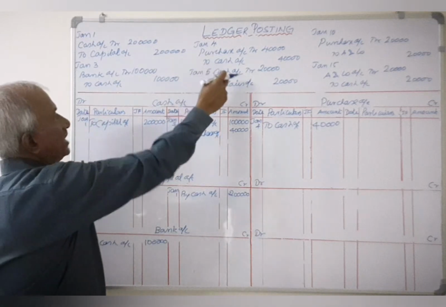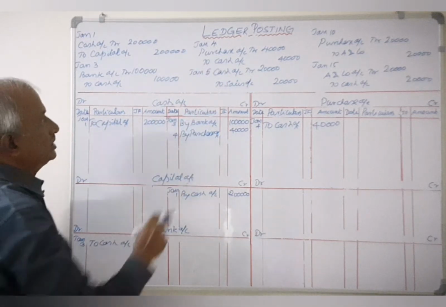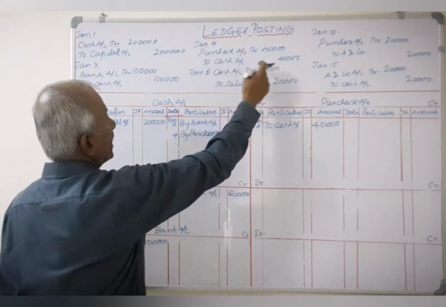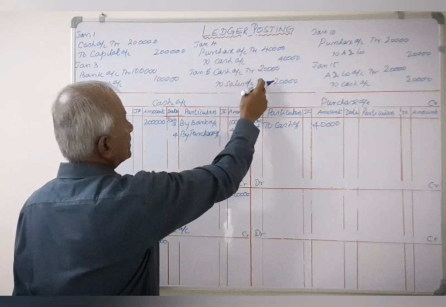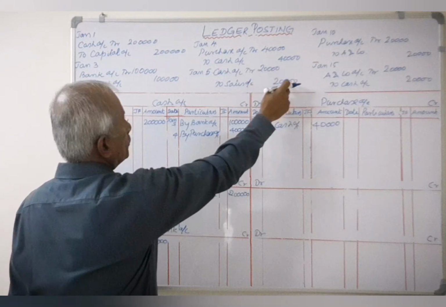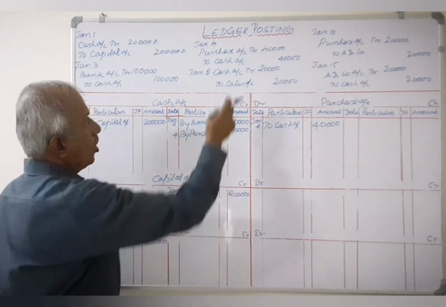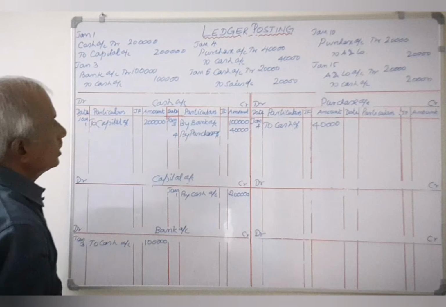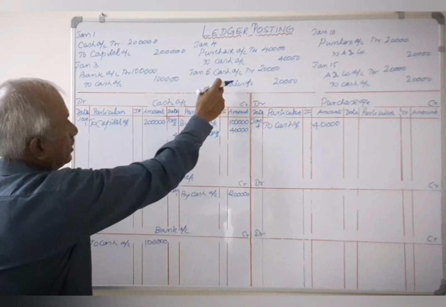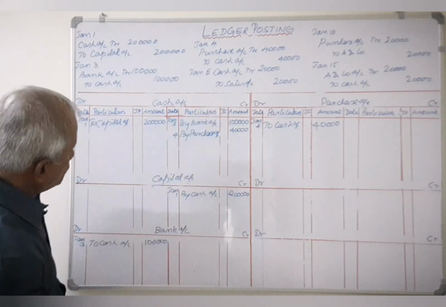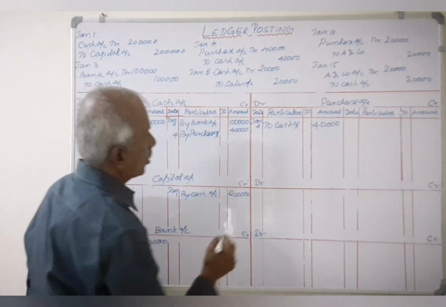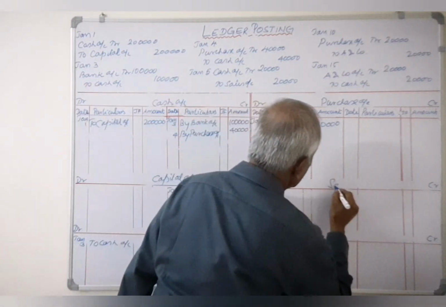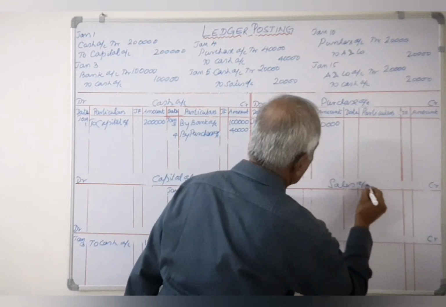Now let us go to the next journal, cash account debtor to sales. On the debit side of the cash account, 20,000 is to be recorded, and on the credit side of the sales account, 20,000 is to be recorded, and find out whether these accounts are available in the ledger. Cash account is available, but there is no sales account. So let us open sales account. Sales account.